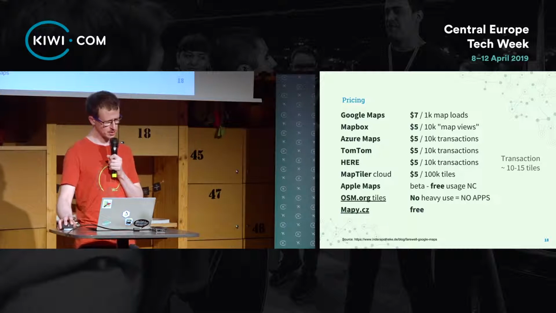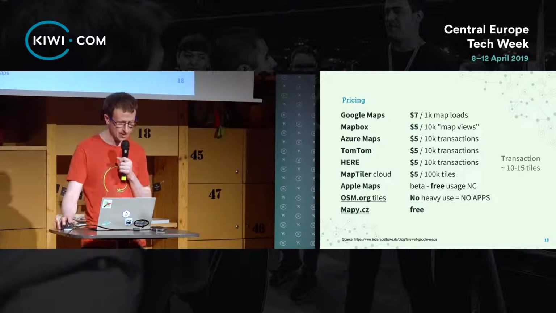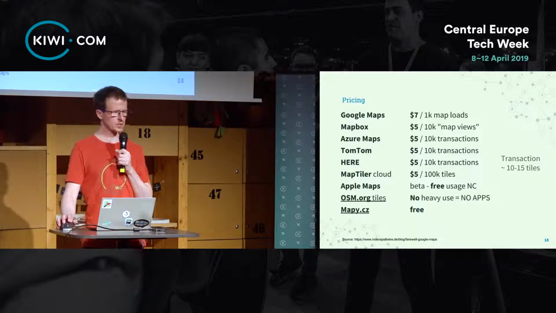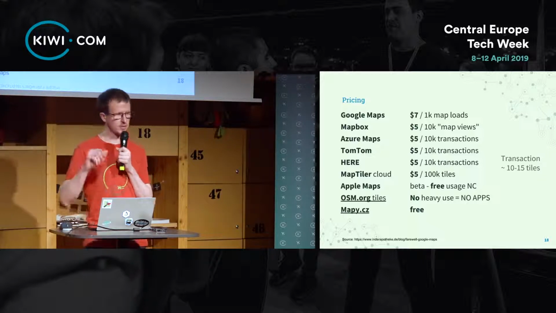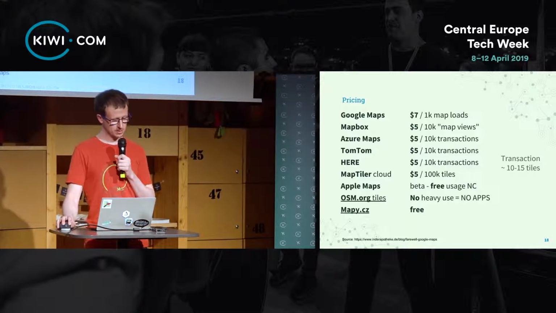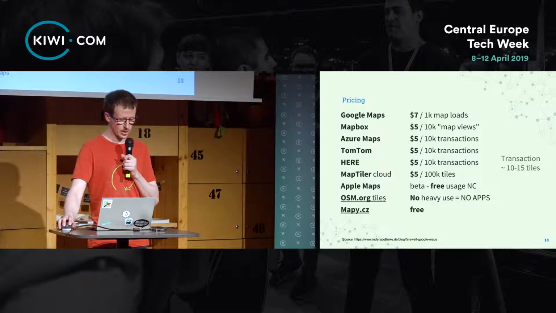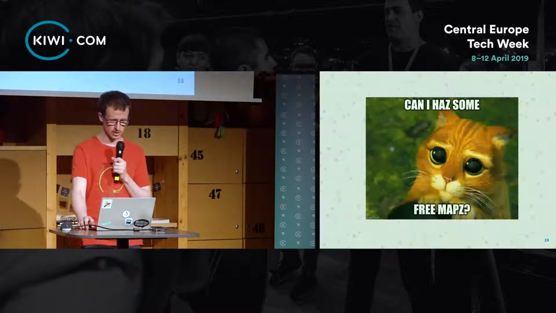Apple Maps is also doing their own platform because they own their own data, but it's still in beta and in non-commercial use. The map on OpenStreetMap.org has its own tiles, which are kind of free to use, but the terms of use say that it shouldn't be used in apps or for heavy usage, just for hobby purposes. I will come back to Mapy.cz later in the next section.